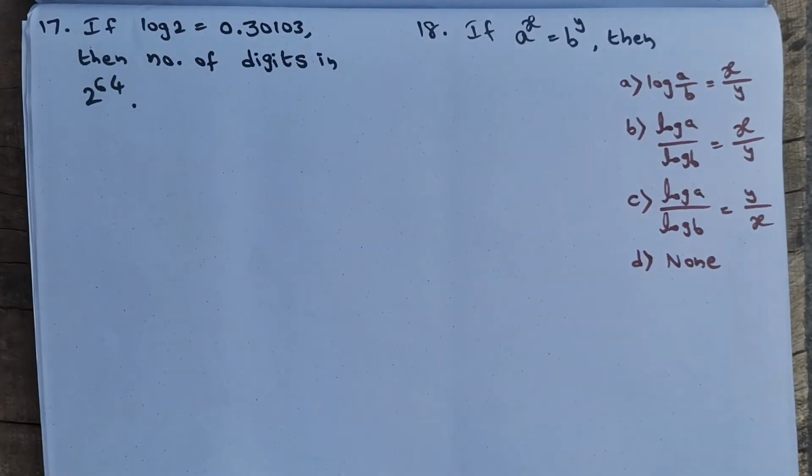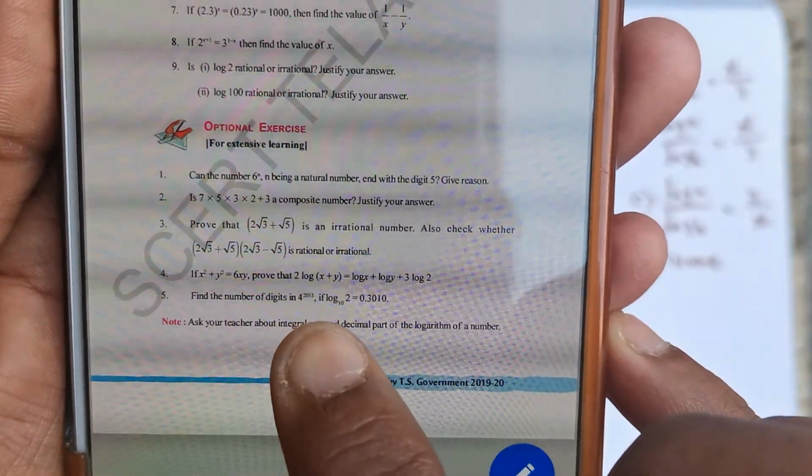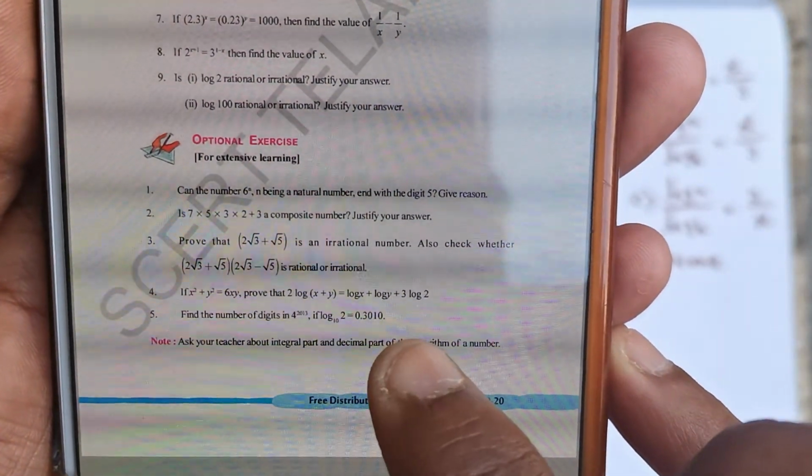Next question. If log 2 is equals to 0.30103, then number of digits in 2 power 64. This question also there in our textbook, but most of the students will neglect this question. In the first chapter, optional exercise, we have this question number 5. Find the number of digits in 4 power 2013 if log 2 base 10 is equals to 0.3010. So there are some chances of giving this kind of questions in objective especially. Okay, let us check then how to solve it.